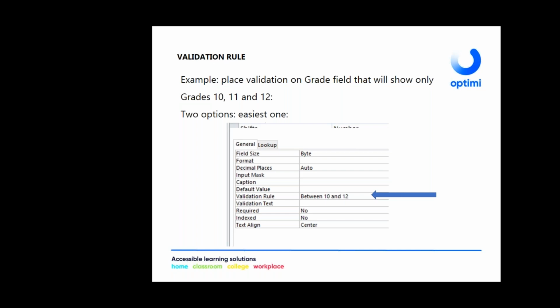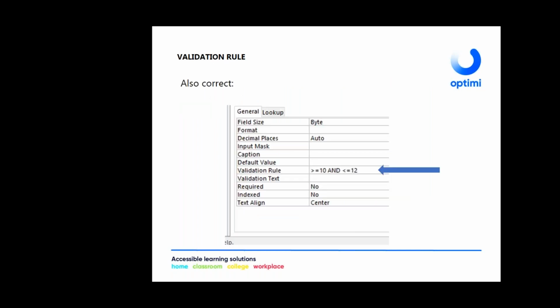So a validation rule is then, in this case, between 10 and 12. That I find is the easiest option, but you can also use greater than or equal to 10 and smaller than or equal to 12. You will get your marks for either one of those two options. They usually do not mind which one you use, as long as it works.